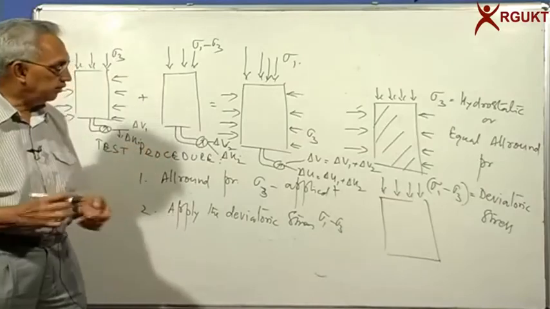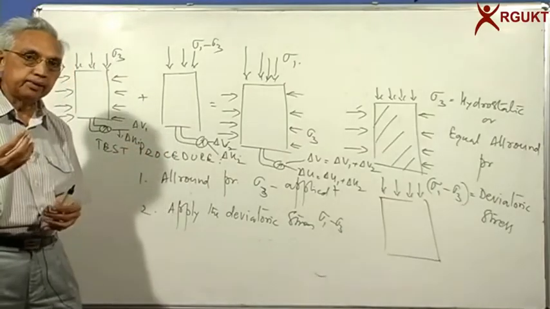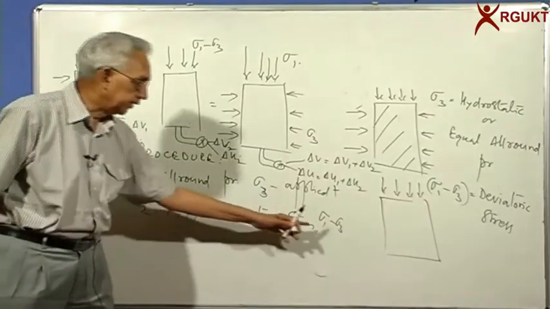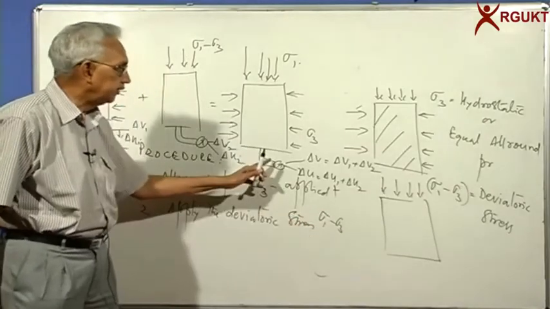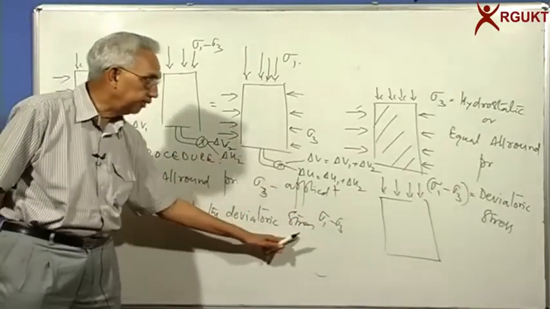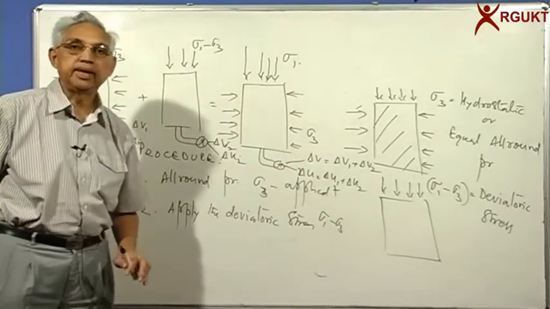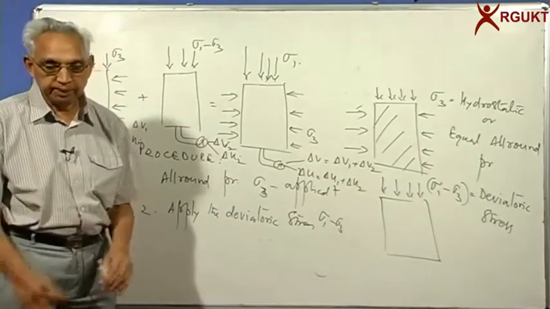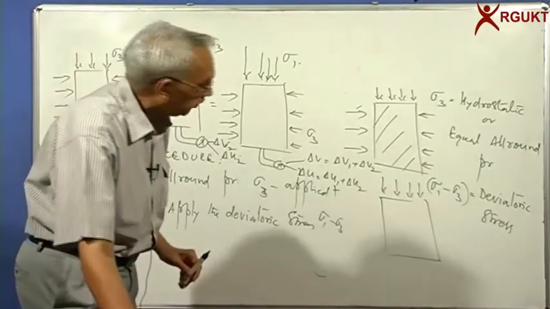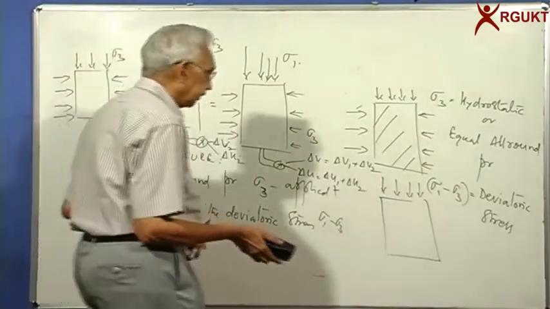Why do we call it deviatoric? Because it is over and above the hydrostatic stress. But once you add sigma 3 with the deviatoric stress, you will get sigma 1 and sigma 3 as the 2 major principal stresses that we can have in this testing sequence.